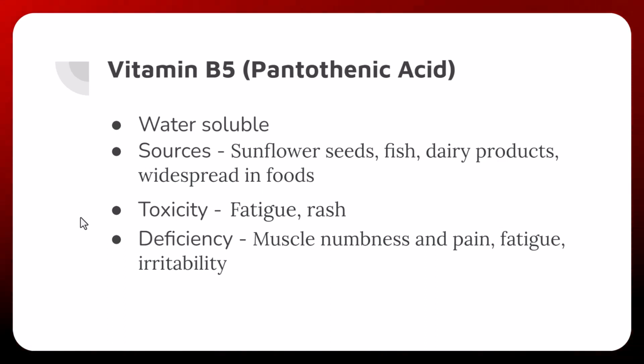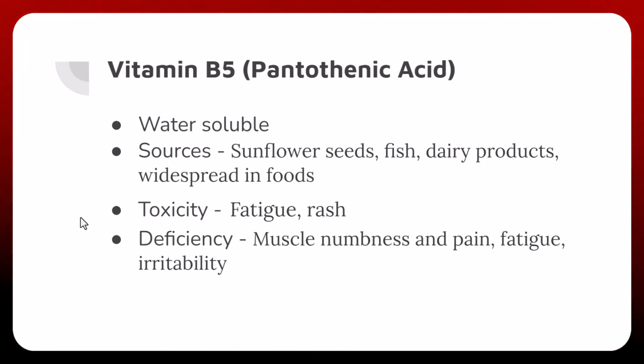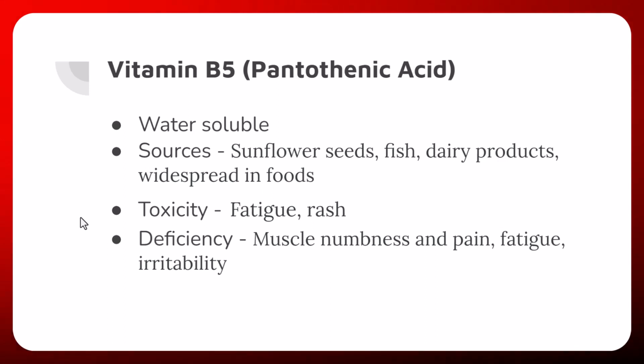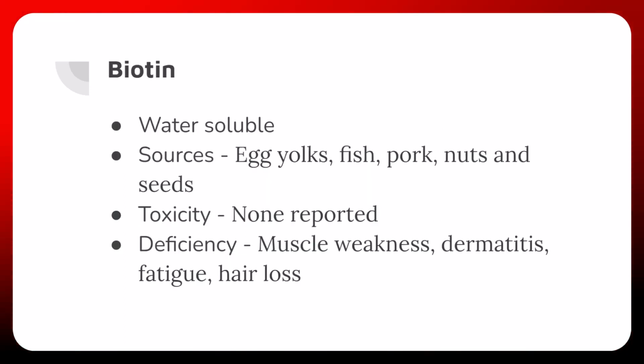Vitamin B5 is a water-soluble vitamin. Its sources include sunflower seeds, fish, dairy products, and it's widespread in the diet, so most people get plenty of vitamin B5. Toxicity is fatigue and rash if you took in too much of it, which you would probably have to do with supplements. Deficiency is muscle numbness and pain plus fatigue and irritability. The functions are as a coenzyme assisting in glucose, fat, and protein metabolism, and cholesterol and neurotransmitter synthesis. Recommended adult intake is 5 milligrams per day.